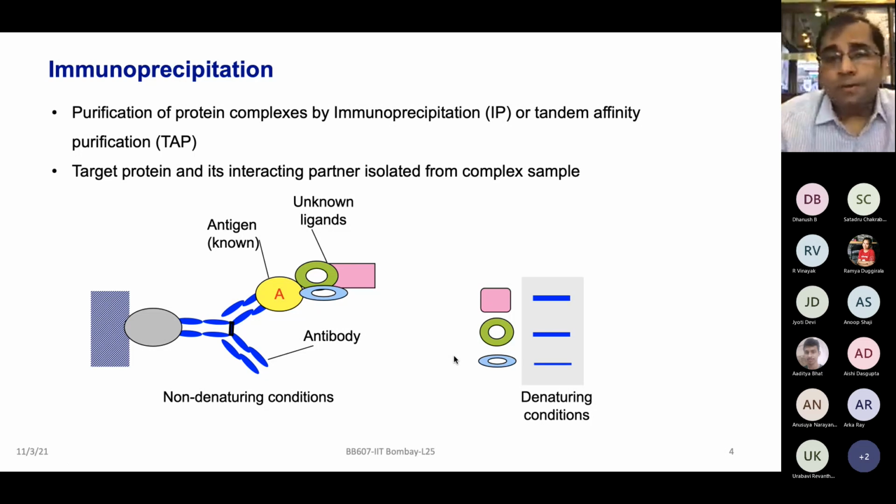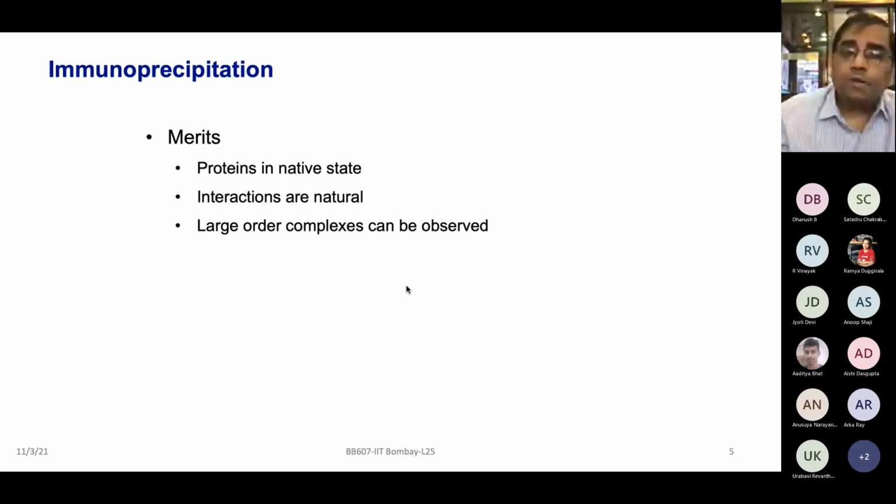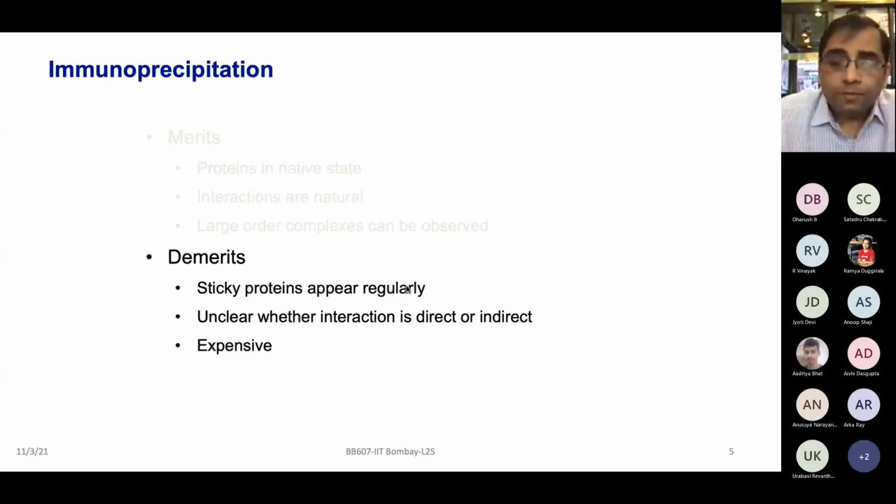So therefore, you will still have a number of proteins, and a large number of those ideally will be direct interactors. Some may be indirect interactors as well. Now, the merits of this kind of experiment are that the proteins you are trying to elute are in the native state, you are trying to favor the natural interaction to happen, and then large-order, multi-protein complexes can be formed, which you can elute out.